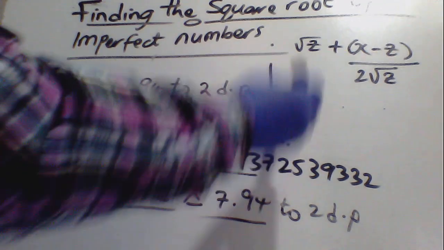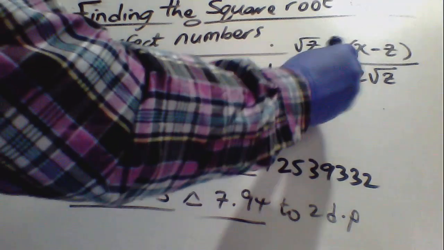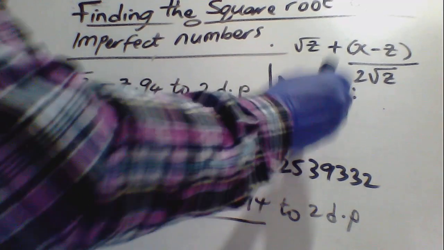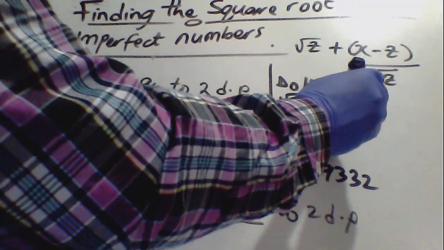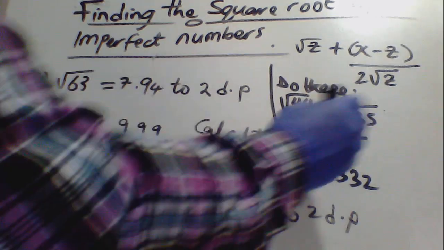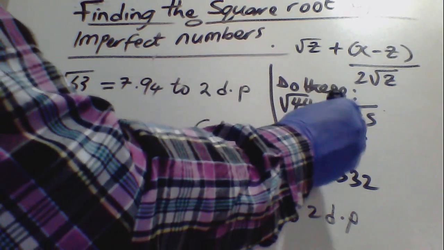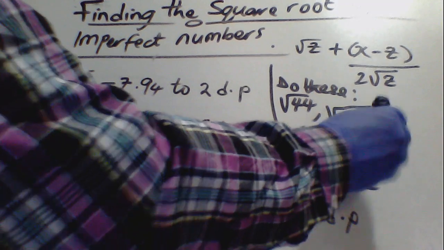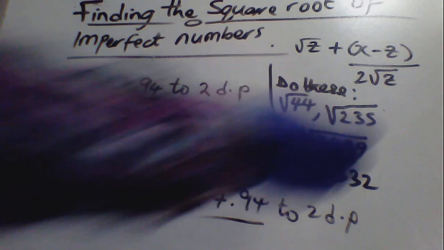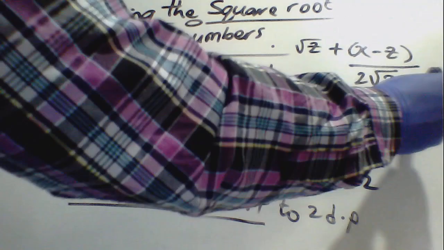You too can do this one. Do this: the square root of 44, the square root of 235, the square root of 7429. Do it using this method, and then the square root of 33.